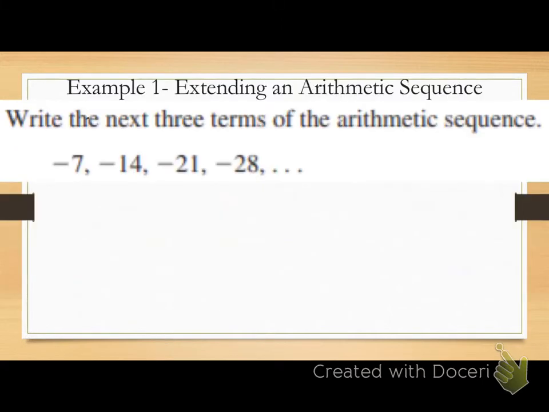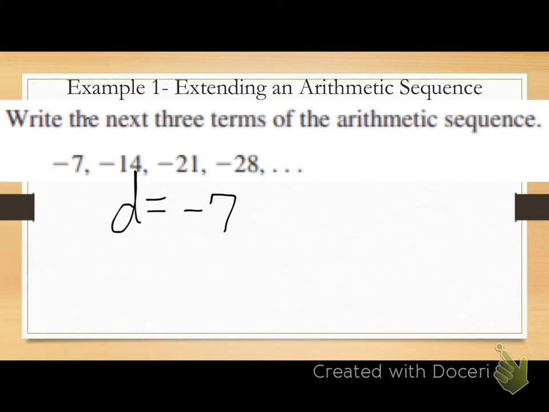Yes. First example, write the next three terms of the arithmetic sequence. So it tells me it's arithmetic, so it does have a common difference. Raise your hand, do not shout it out, if you can tell me what the common difference is. It would be -7. We're adding -7 each time. -7 plus -7 gives me -14. -14 plus -7 gives me -21. -21 plus -7 gives me -28.